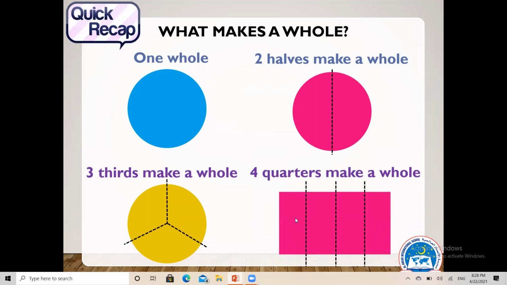And the last one over here, look at this rectangle. I cut it into how many parts? 1, 2, 3, 4. 4 quarters, right? 4 equal quarters make a whole, right? A whole rectangle, when we put the 4 quarters together, it will make a whole.